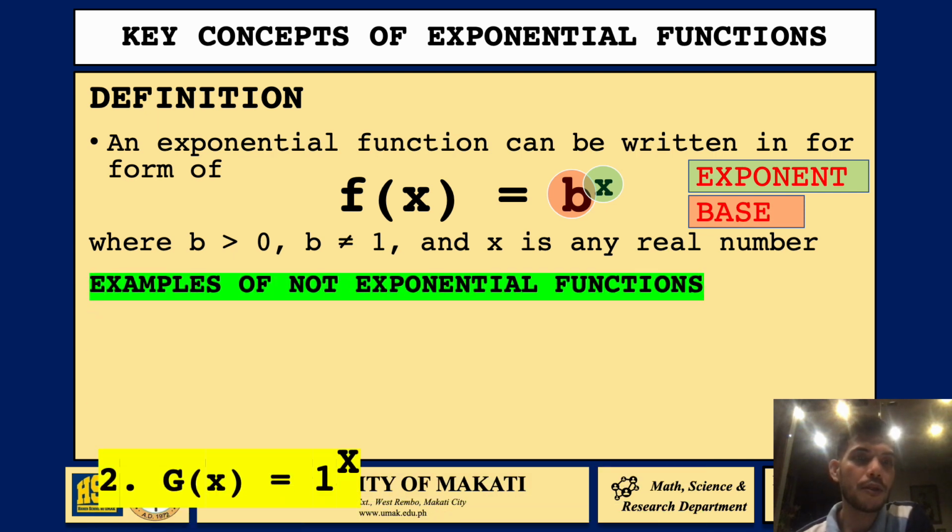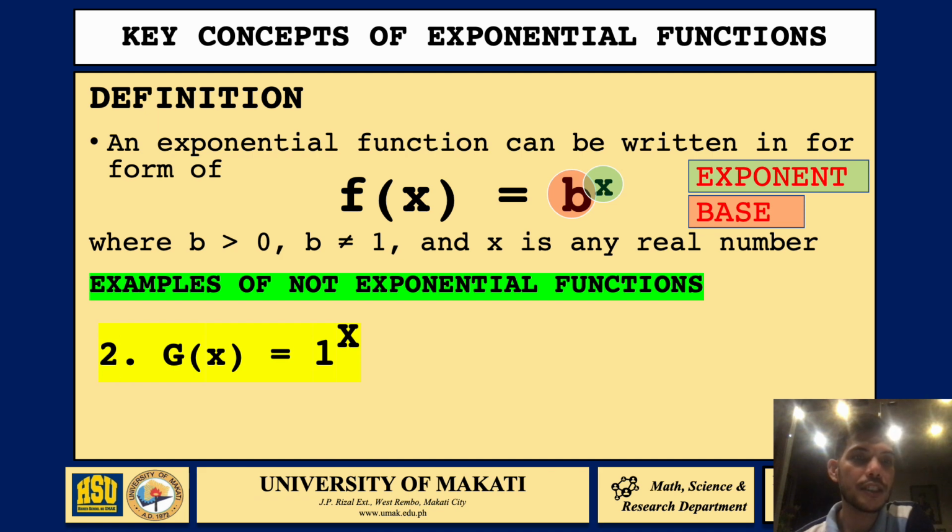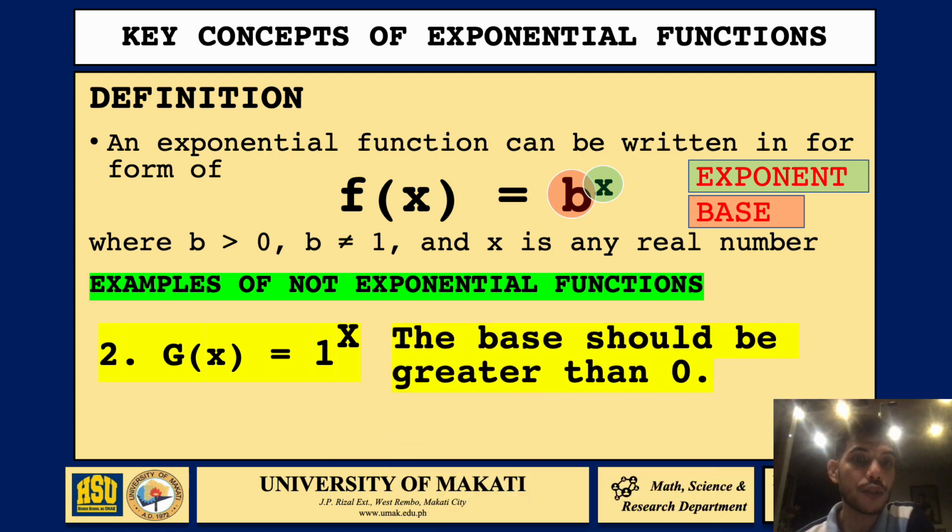Another example of not exponential function is g of x is equal to 1 raised to x. This is not an exponential function because the base is equal to 1, and the base should be greater than 0. Sabi sa condition, the base should not be equal to 1. So in this example, the base is 1, though the exponent contains a variable. But this is not an example of exponential function.